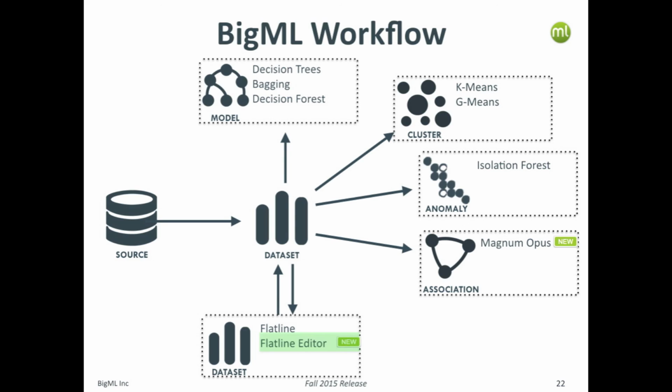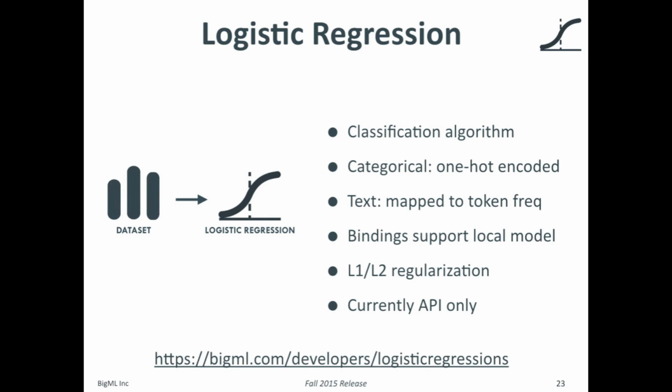So next up, we have a new classification algorithm, which is the machine learning workhorse, logistic regression. BigML's implementation can transparently handle numeric, categorical, and text features.